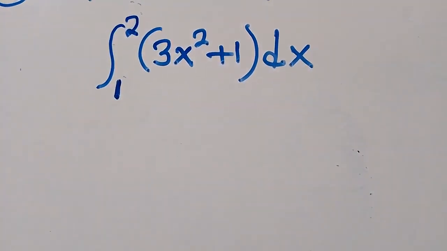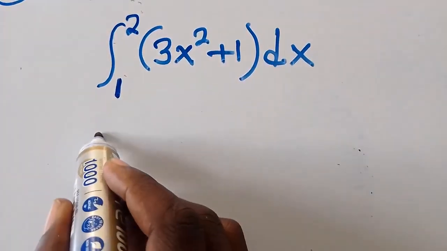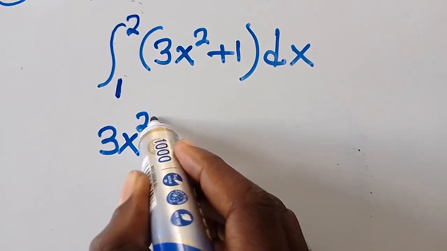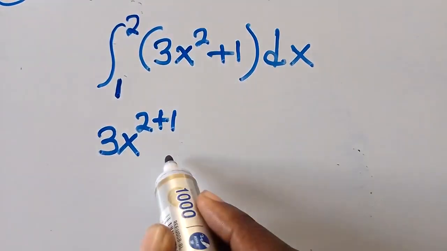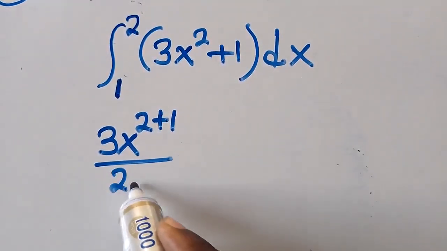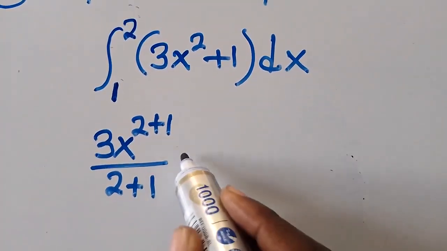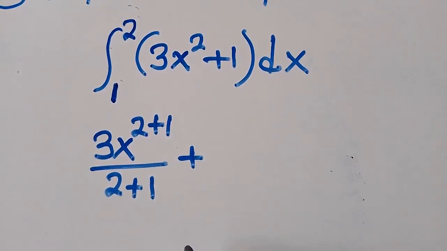So this is what you are going to do. You are going to say, you know that is 3x, have you seen, power 2. So you are going to say plus 1, then you say over 2 plus 1. Have you seen? This is what you are going to do. You say plus, you continue.